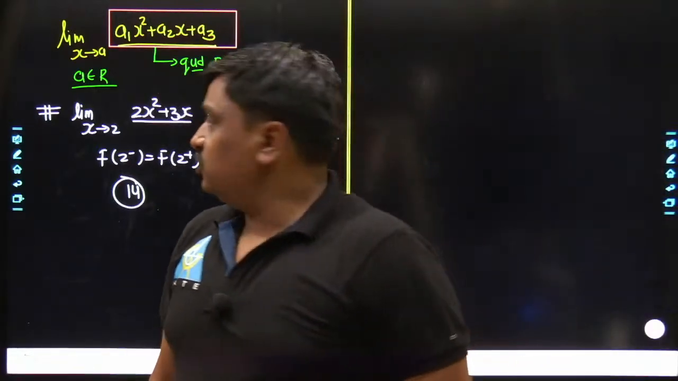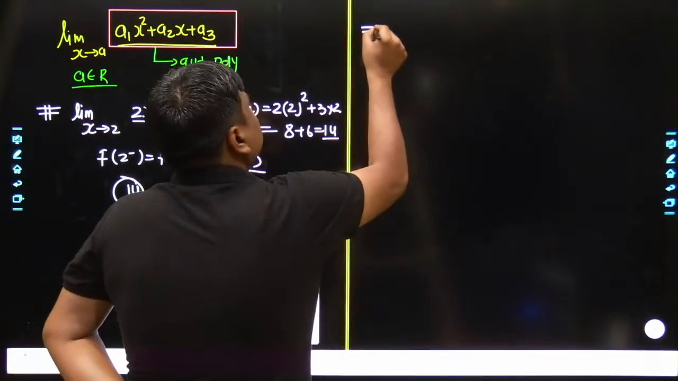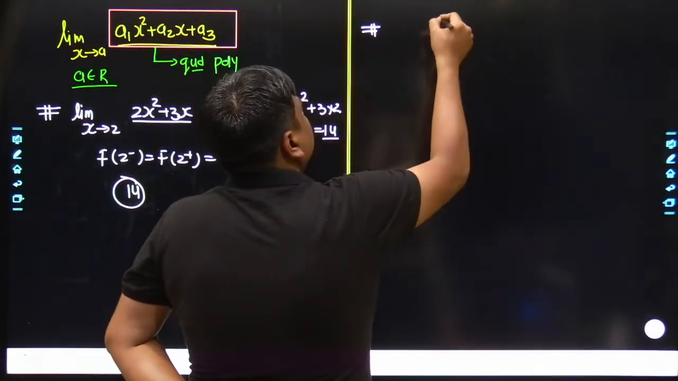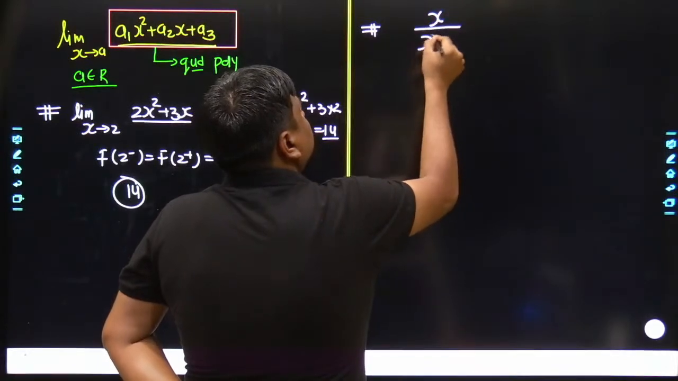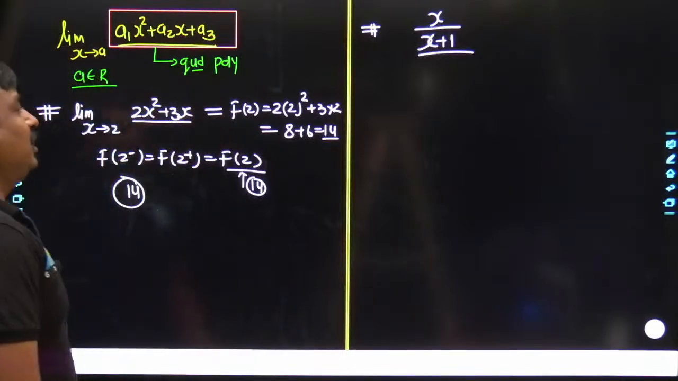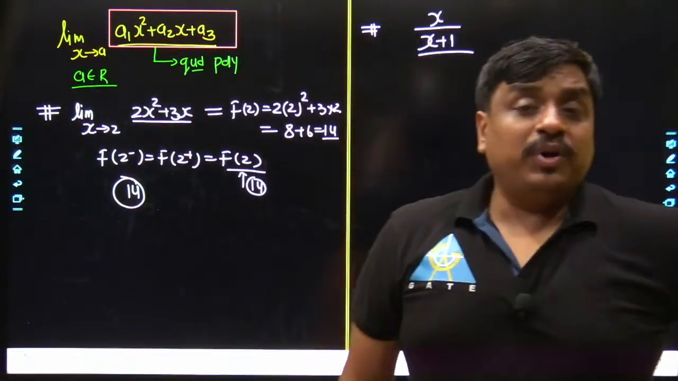Yes, in the same sequence, let me move forward into the next problem. Let's take the function x divided by x plus 1. So far, in the different kinds of problems which we have seen, the test points were prefixed.